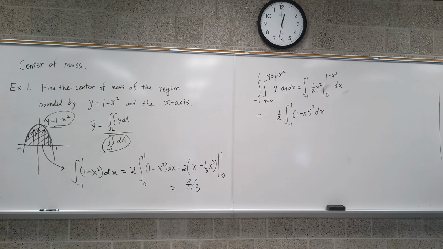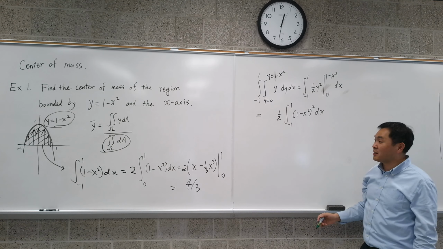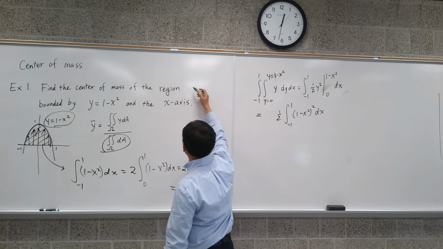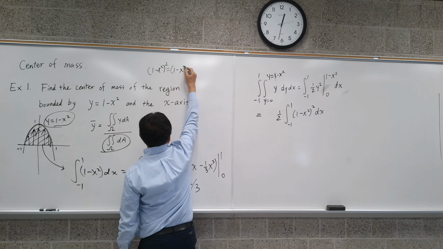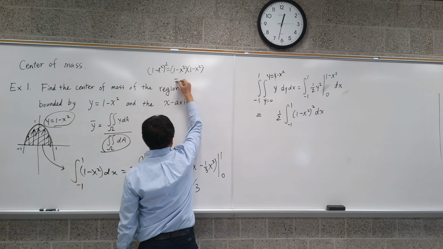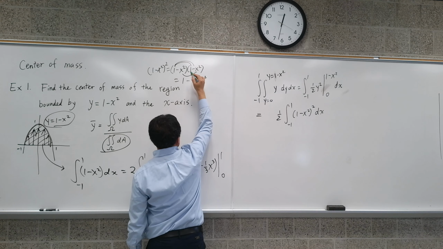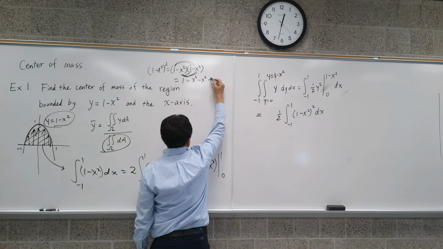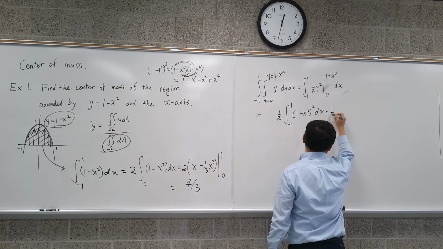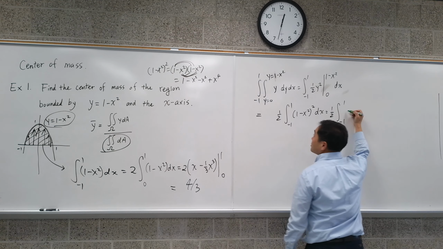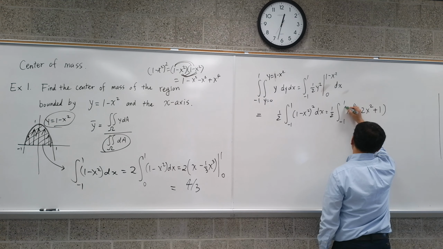It would be nice if we could do the calculation of this without foiling this out, but unfortunately there isn't any way. So you really need to do this calculation somewhere. 1 minus x squared squared is 1 minus x squared times 1 minus x squared. So you multiply this as 1, -x squared, -x squared, plus x to the 4th. If you organize this well, you're going to end up with 1/2 the integral from -1 to 1 of x to the 4th minus 2x squared plus 1 dx.